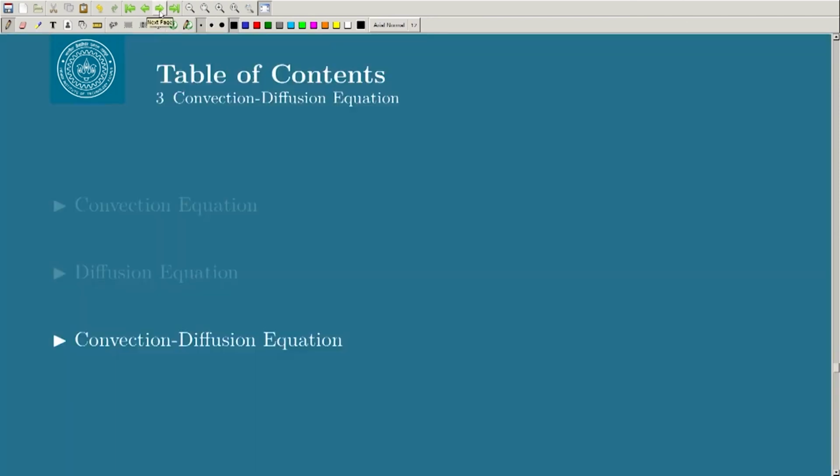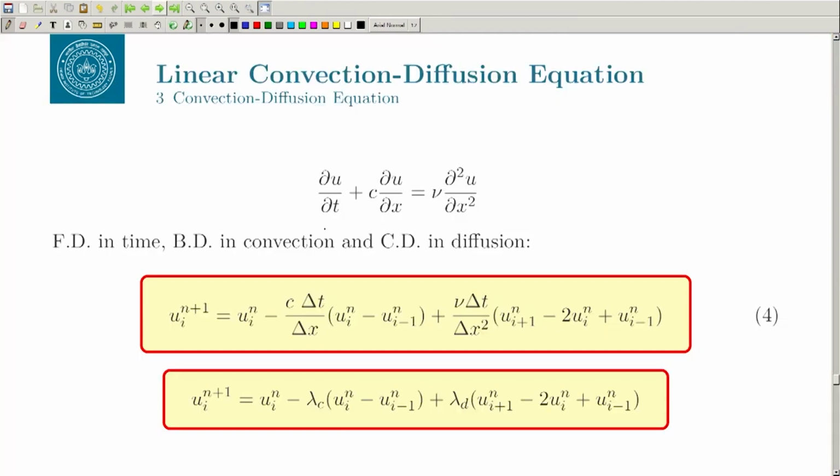Okay. So, the last thing that we want to discuss is the convection diffusion. We have seen the convection. So, this is the convection part and this is your diffusion part. Now, we are combining both of them. Left hand side is the convection and right hand side is the diffusion. So, here we will use forward in time, backward in space as we have done earlier, and we are using central in space for the diffusion term. If you do that you can rewrite it here in this form.